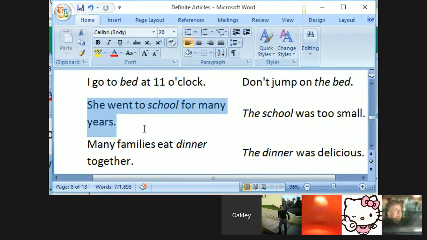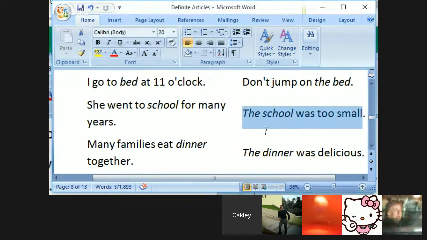Okay, look at the second sentence. She went to school for many years. The school was too small. It's very common for English speakers to say, "Oh, where's Johnny?" "Johnny's in school." Not "Johnny's in the school" or "Johnny's in a school." Why? Because what we're really concerned with is the concept of education, the general idea of school, not the specific place. If we're talking about the specific, physical building, then we use "the."